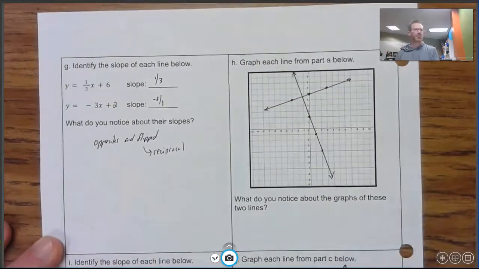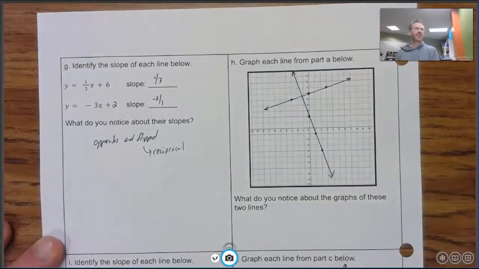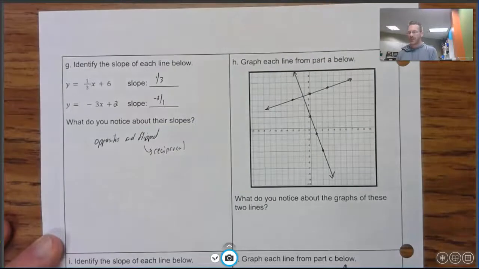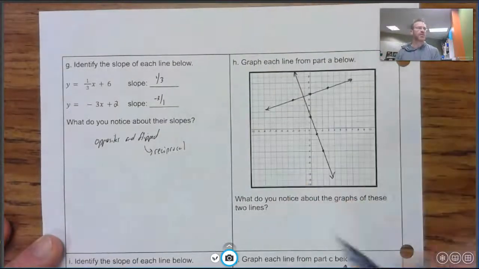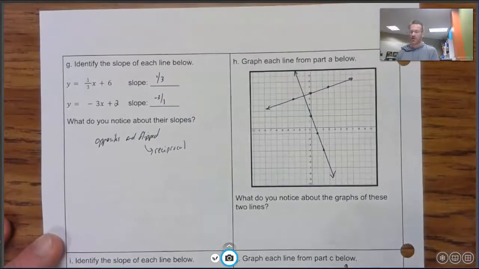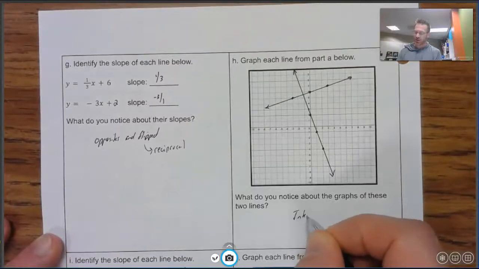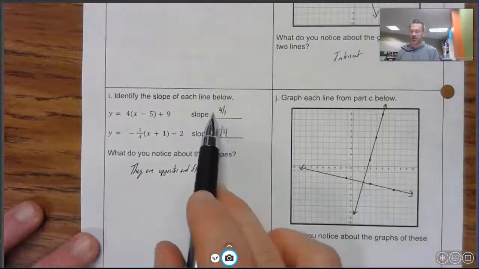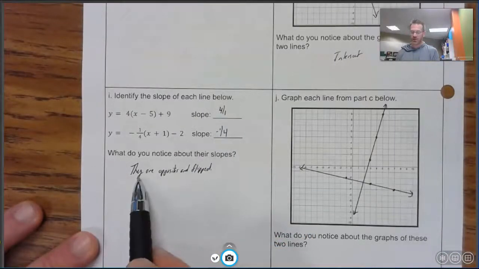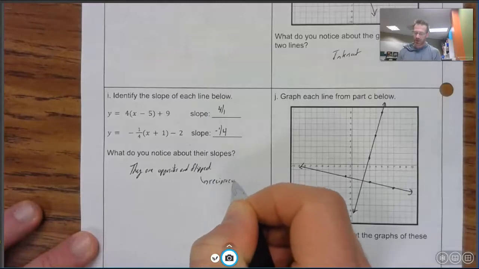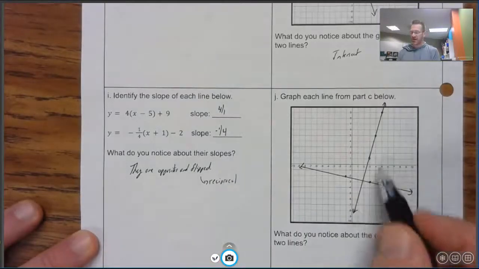Now, what did you notice here? These lines definitely intersect. The first 4 we looked at did not intersect. These definitely intersect. And if you look at it, they look like they intersect in a very specific way. It almost looks like a very formal T, just a little bit slanted and turned. So let's come back to this. We definitely know that they intersect. Now, when I look at part I here, once again, I get 4 to 1, -1 to 4. So we still see this opposite and flipped, or reciprocal. And once again, we can see that they definitely intersect.